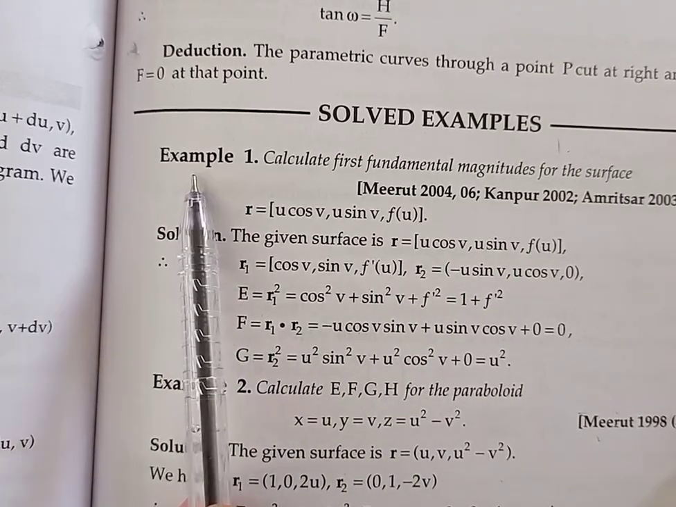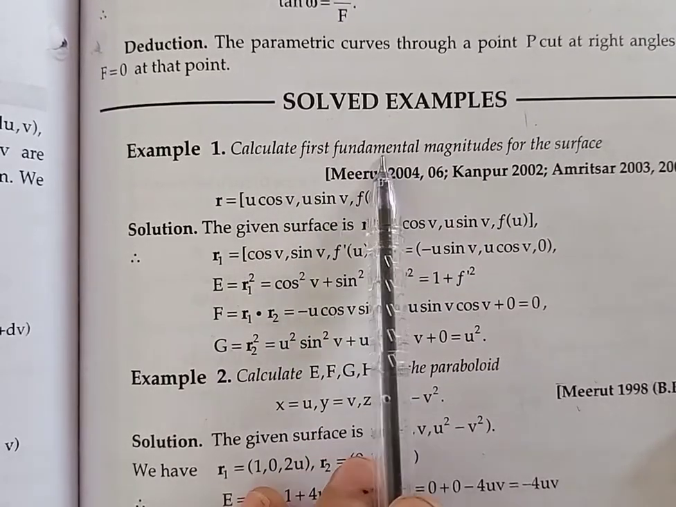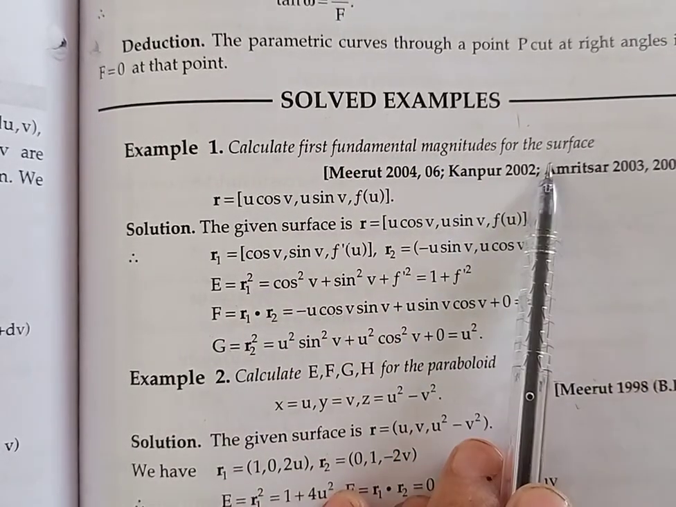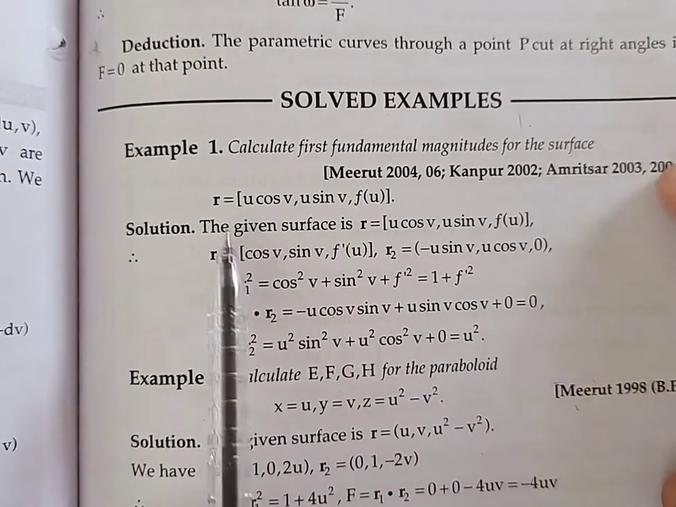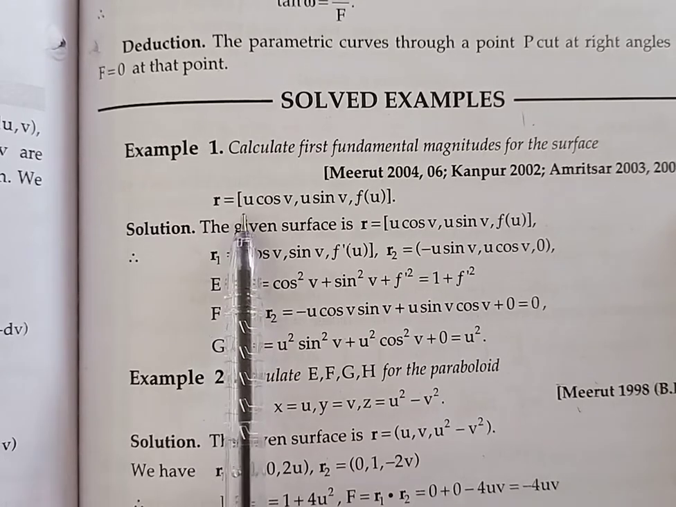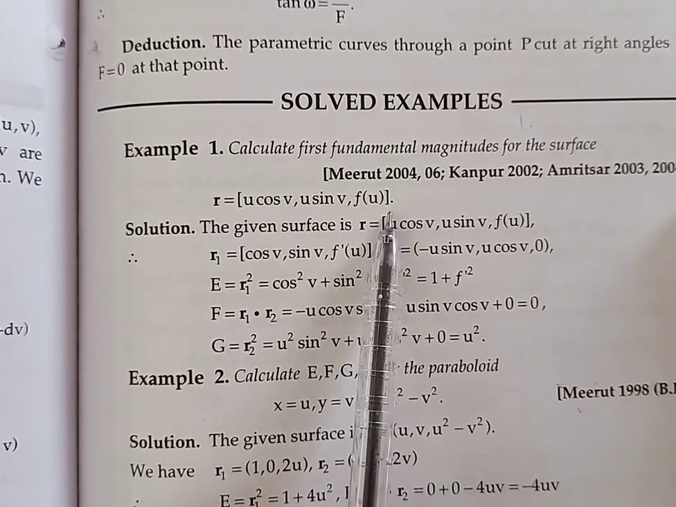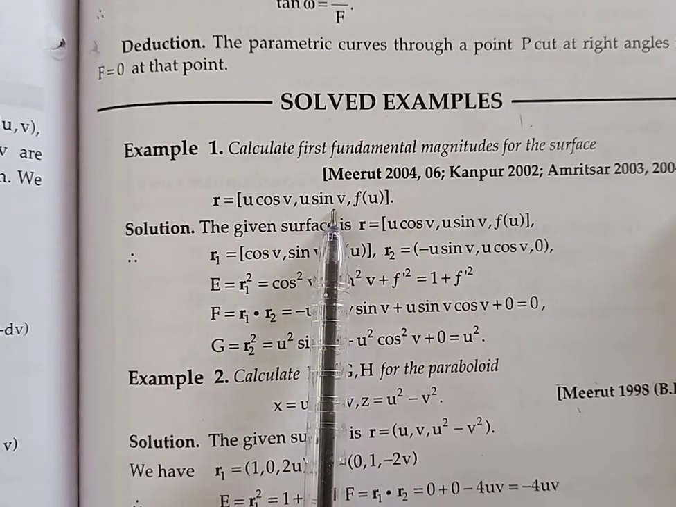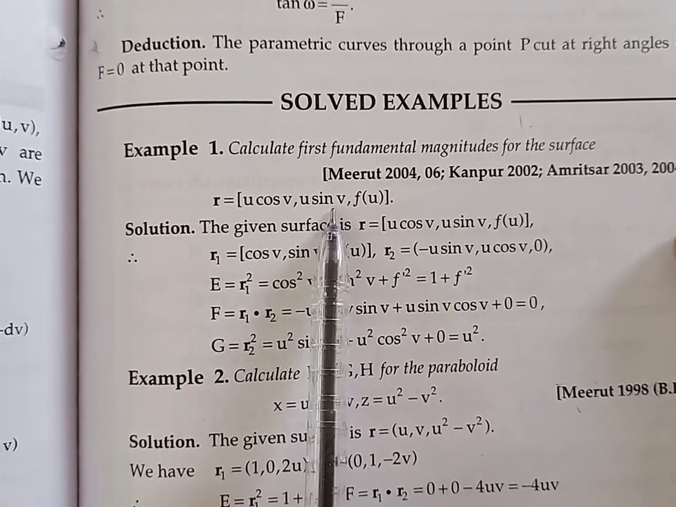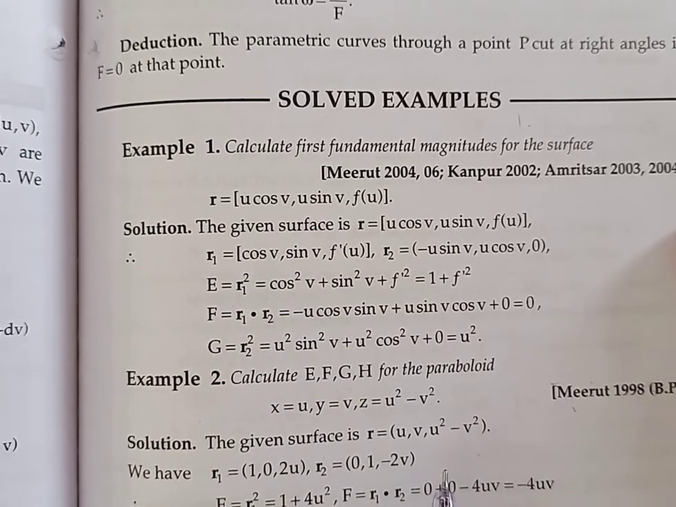So our first problem is to calculate the first fundamental magnitudes for the surface having the position vector of the point given by vector R equal to (u cos v, u sin v, f of u). Here u and v are the parameters. So let us first find the tangential vectors r1 and r2.